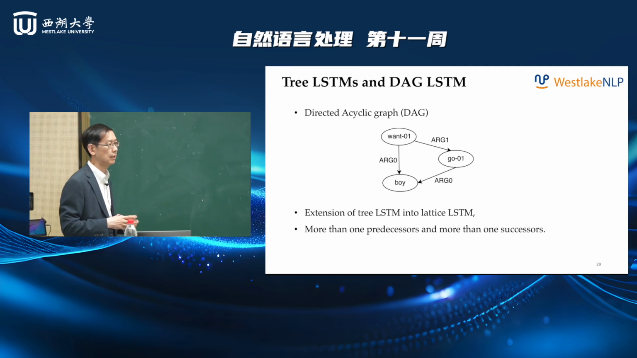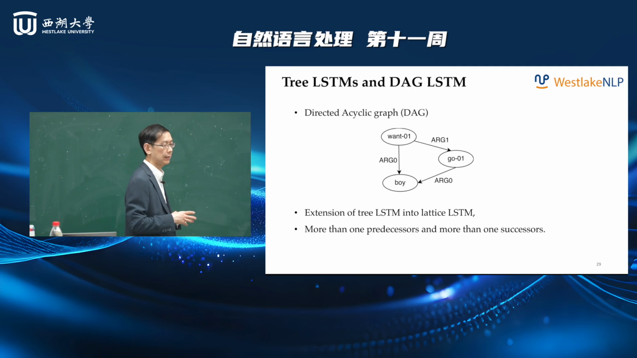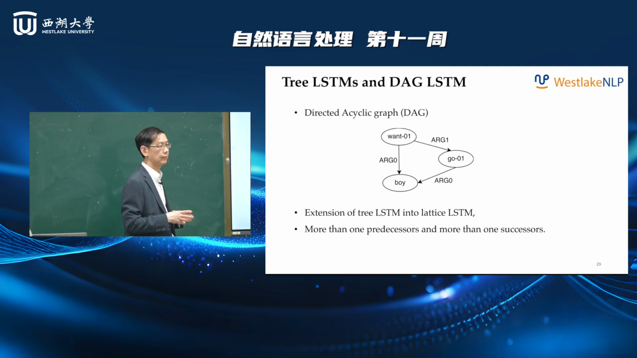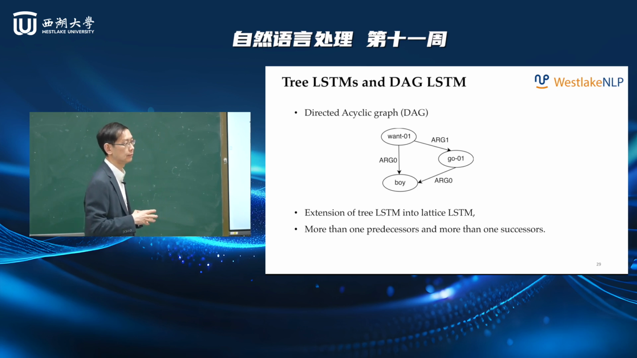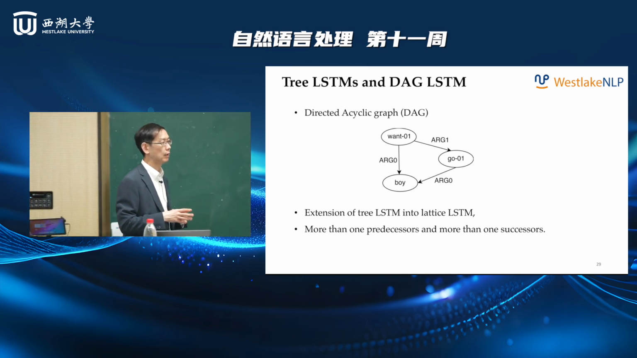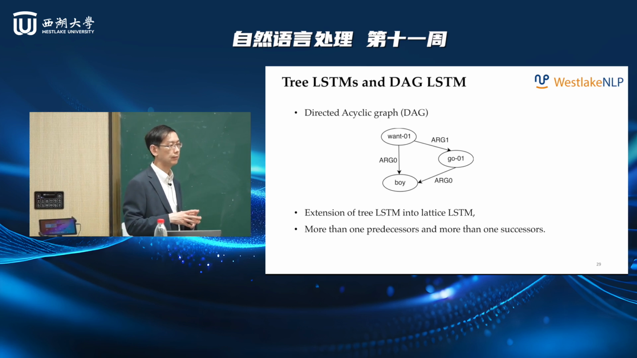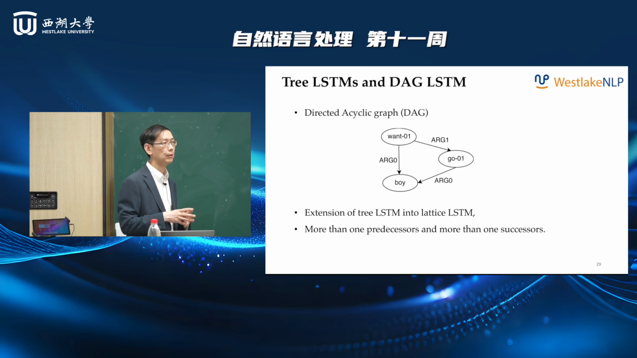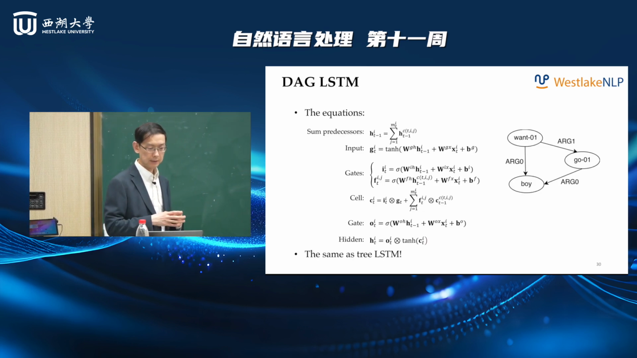So DAG is a slight extension of the tree. It's directed. Each node can have more than 1 child and also more than 1 parent. Okay? So DAGs are a slight extension to trees with multiple parents. How do I represent DAGs?